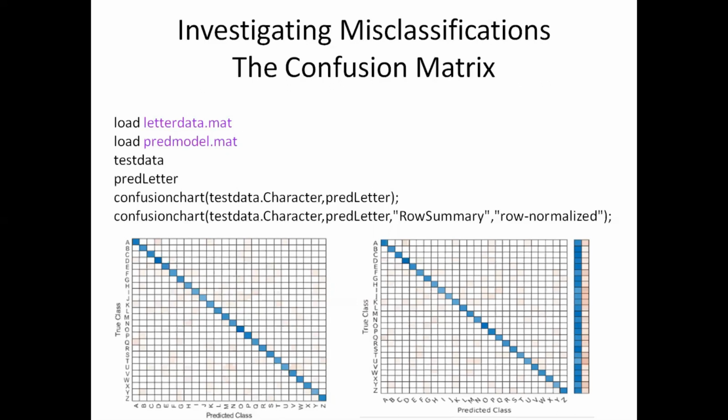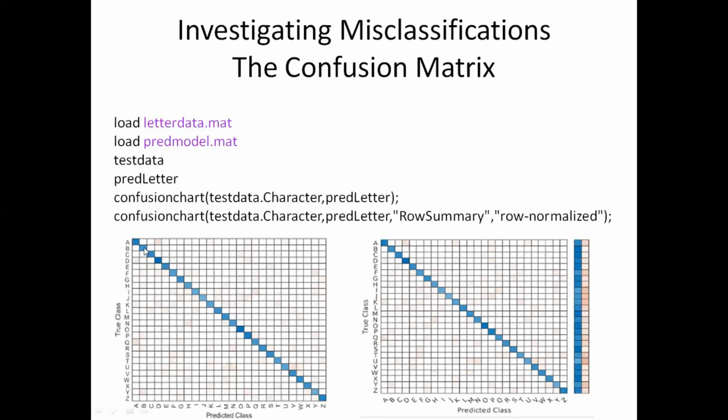The input for this confusion chart function is the test data character, that is the desired output, and then the actual output, that is the predicted value, PRED letter. Those are the two inputs that go to the confusion chart. In this case, we have 26 classes, because we are trying to identify all the 26 handwritten alphabets. So it will be a 26 cross 26 matrix.